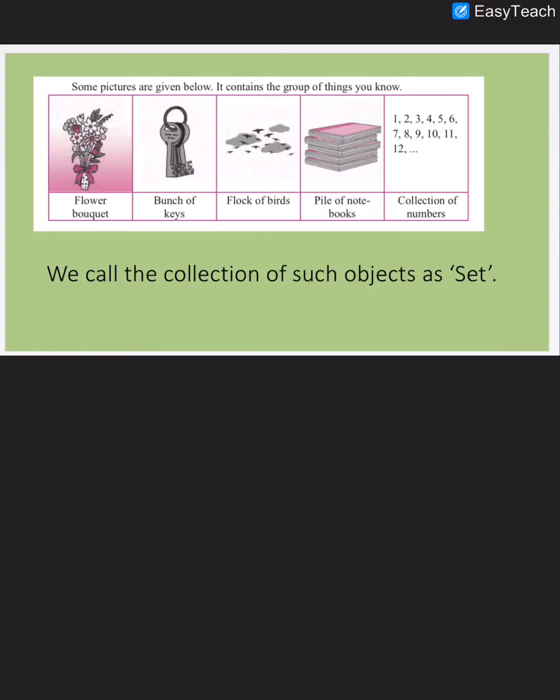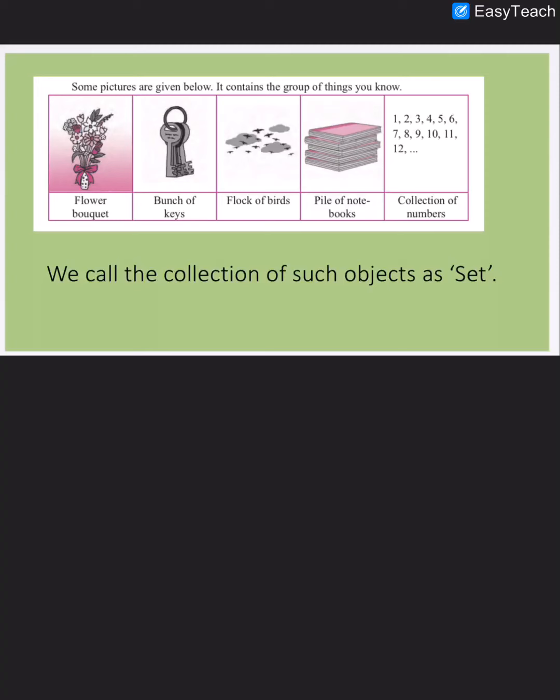In this, there are so many pictures given. Groups of things are given. First is a group of flowers, that is called a bouquet, and a bunch of keys means a group of keys, and a group of birds is called a flock of birds, and a pile of notebooks means a group of books, and a collection of numbers. You can see all these groups contain only similar items. That is, a group of keys only contains keys, a flock of birds only contains birds, and a collection of notebooks or numbers only contains either books or numbers.